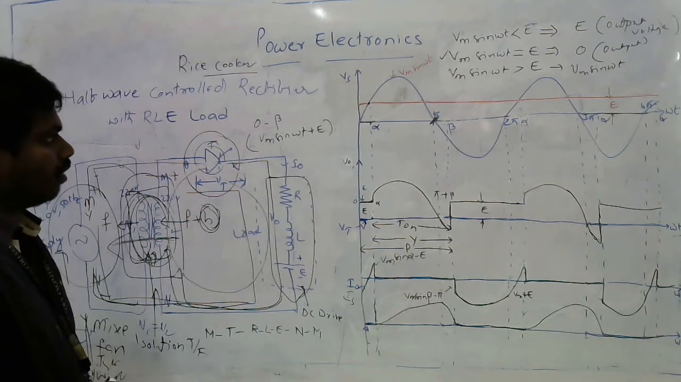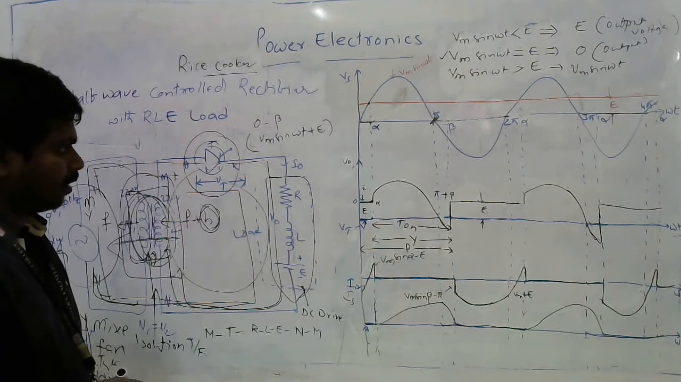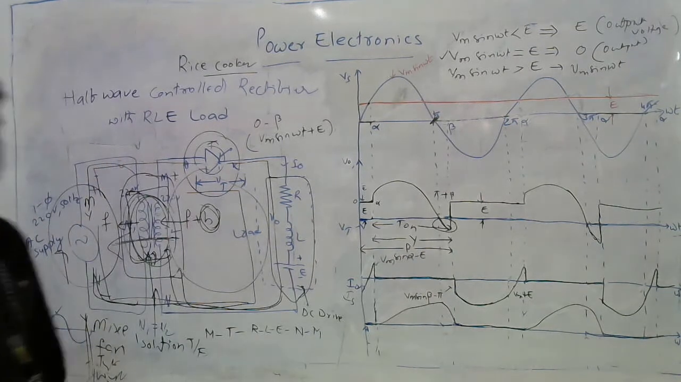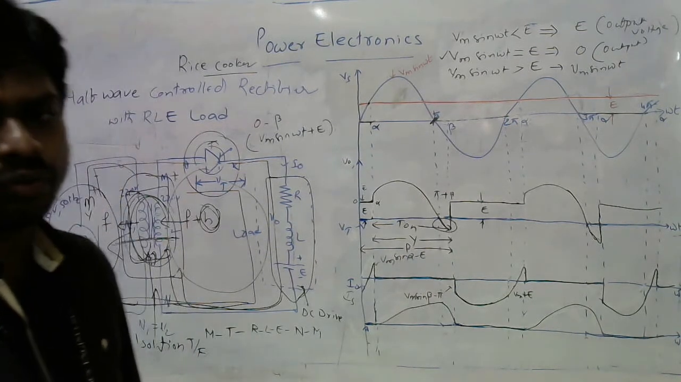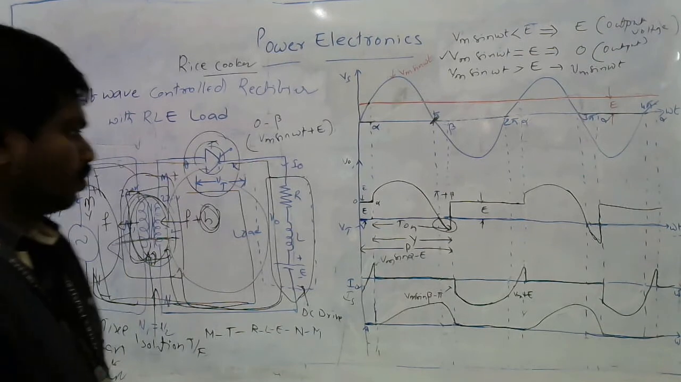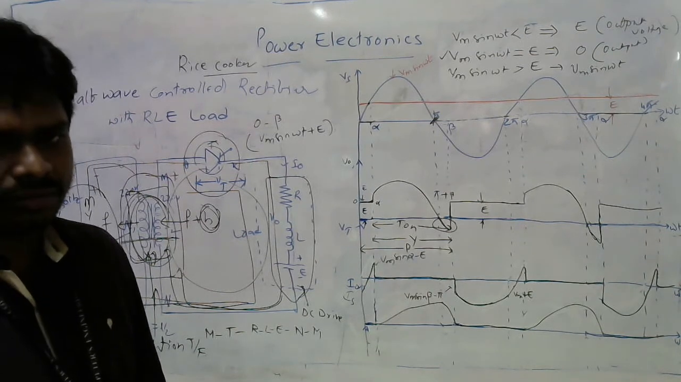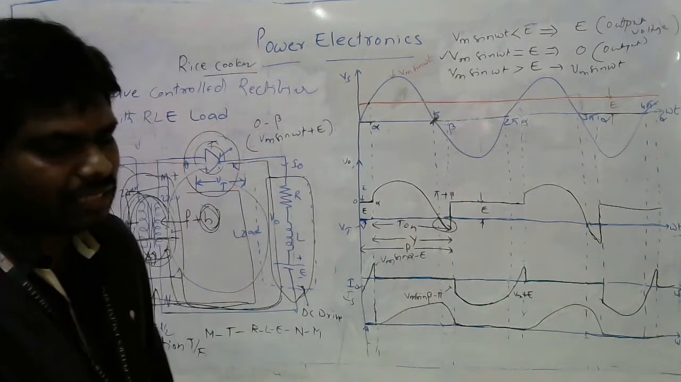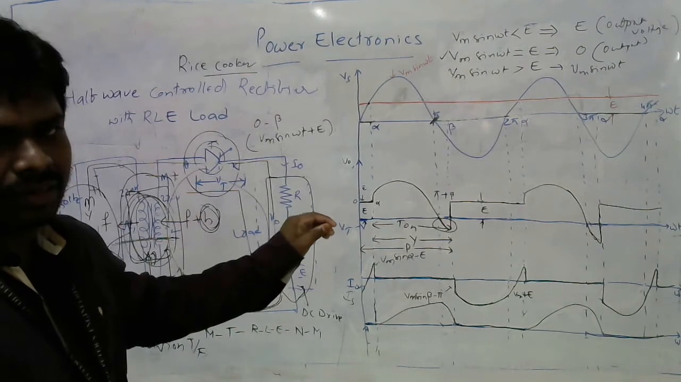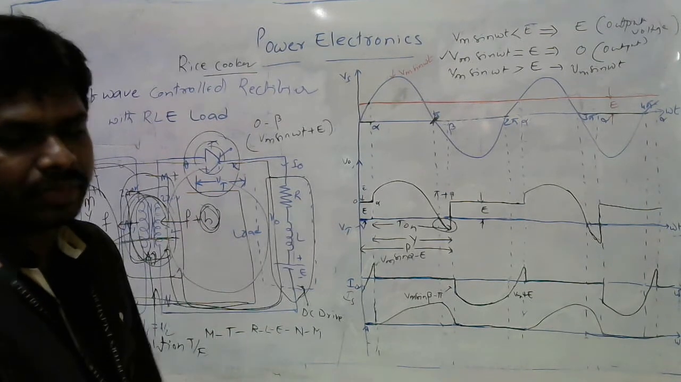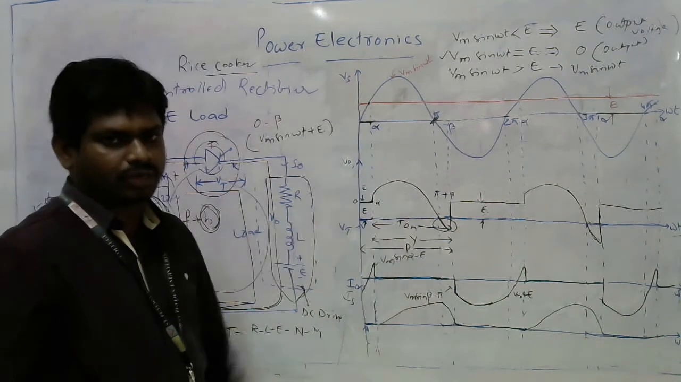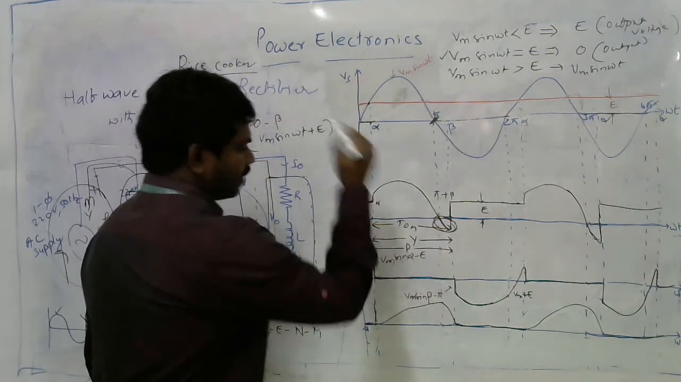Okay, and one more piece of information: if we want to remove this negative voltage at the output side, what can we do? We already discussed this in the RL load. Very simple. If it is present, what is the disadvantage? The disadvantage is that the average output voltage is going to be reduced. So we have to improve that average output voltage by removing this negative portion.